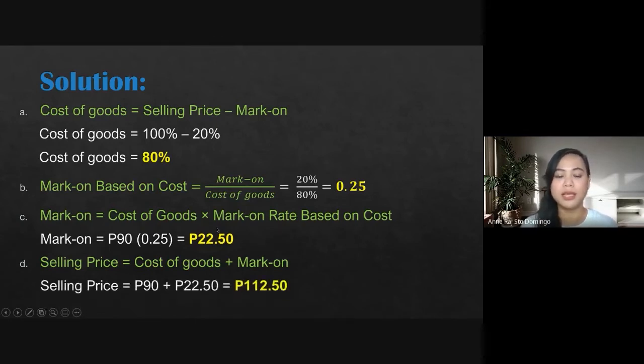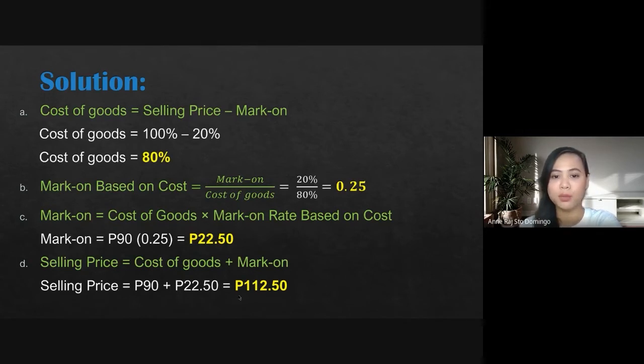Then, we can now get the selling price, which is just by adding your cost and the mark-on. So, 90 plus 22.5, that is equals to 112.50 pesos. So, that is the selling price of the bag that is acquired with 90 pesos and a mark-on rate na 20%.